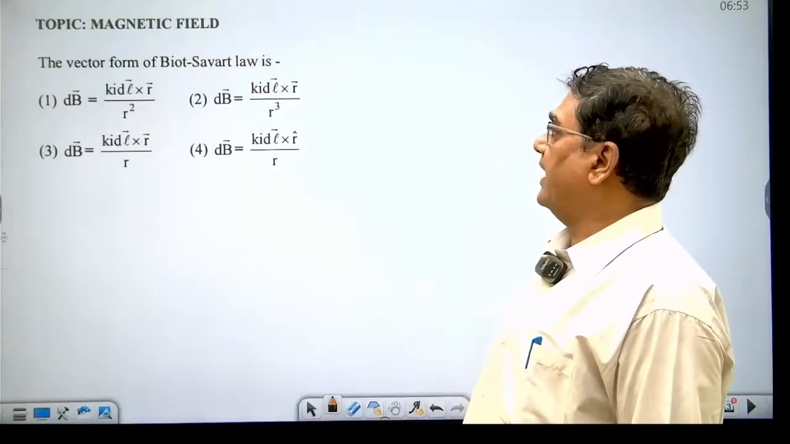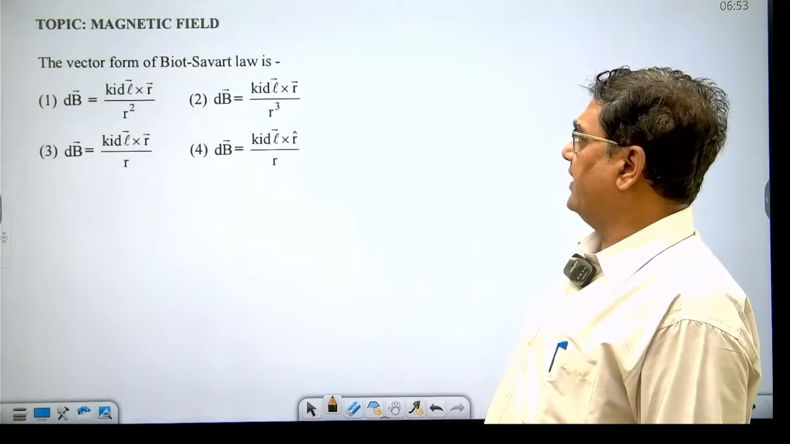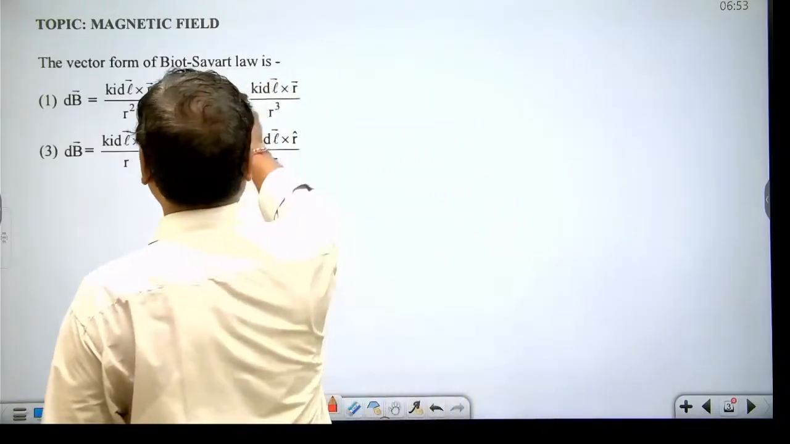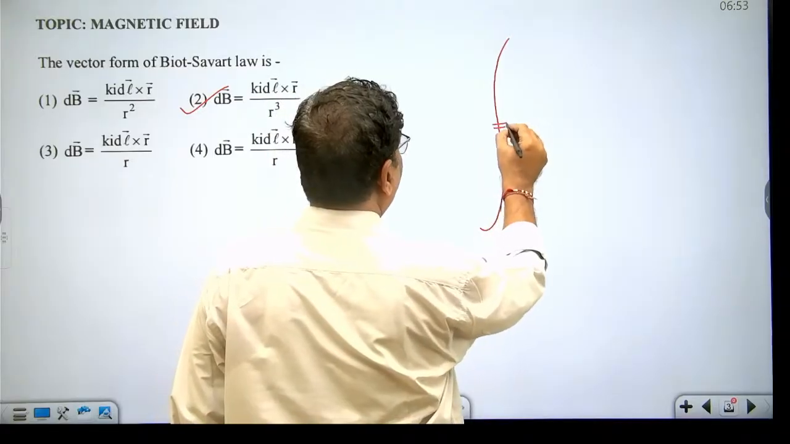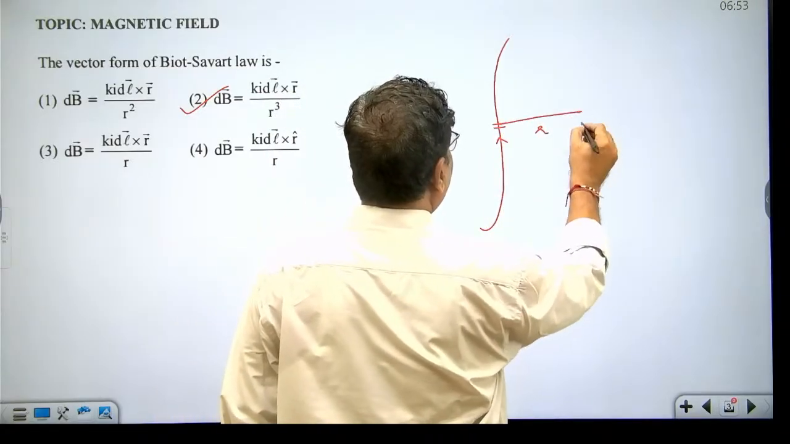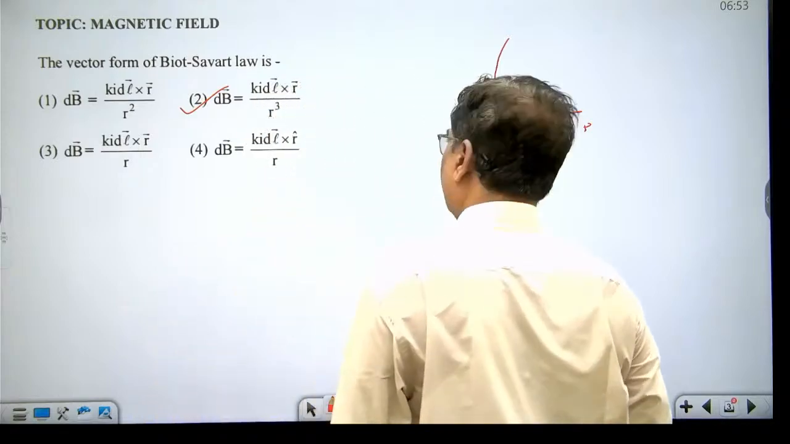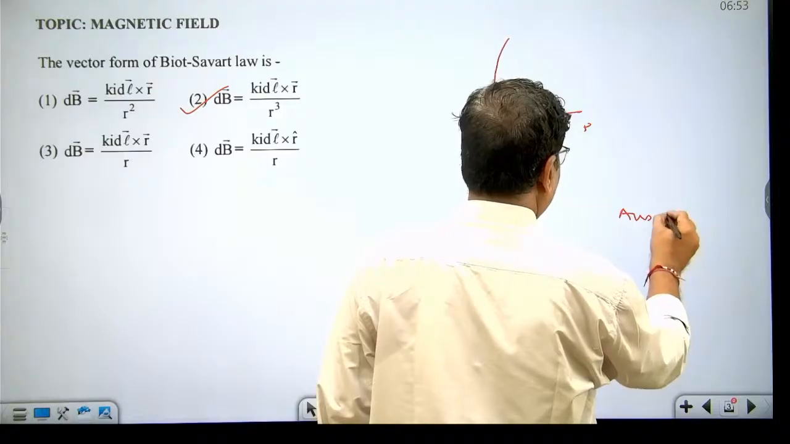The vector form of Biot-Savart law is dB vector equal to K I dl vector cross r vector upon r cubed. This is the correct form because according to Biot-Savart law, if this is the current element and this is the observation point, then the magnetic field is written like this. So out of four choices, the correct answer is option 2.